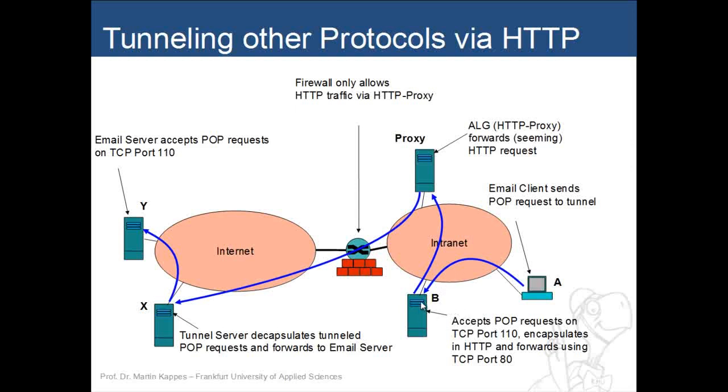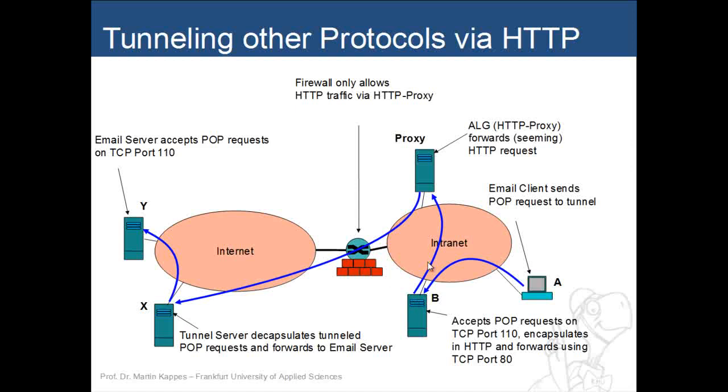encapsulate and tunnel the POP traffic into HTTP. And again, syntactically, tunneling something through HTTP can very often be done very easily and has been done for most protocols which are around. So B then tunnels these POP requests by embedding them into a properly looking HTTP request, and then sends that out to a server X, which resides in the internet. Now, B of course does not contact X directly. Remember, direct HTTP connections are not allowed.